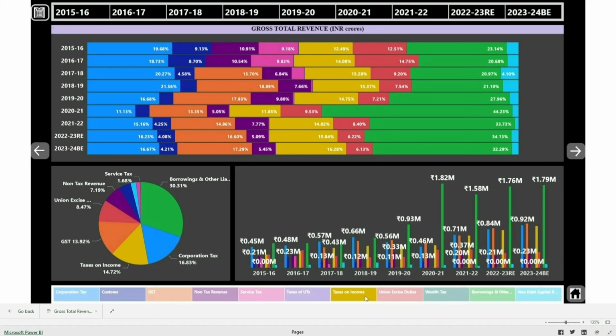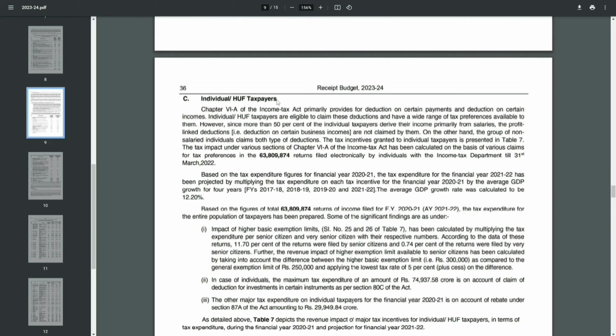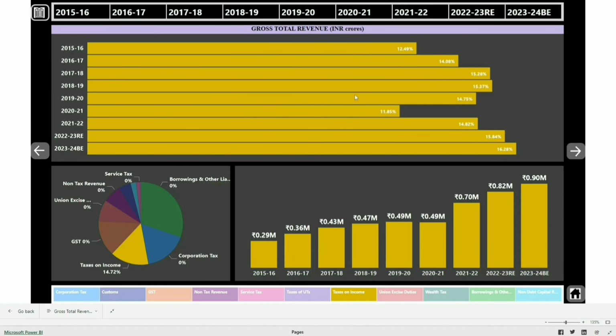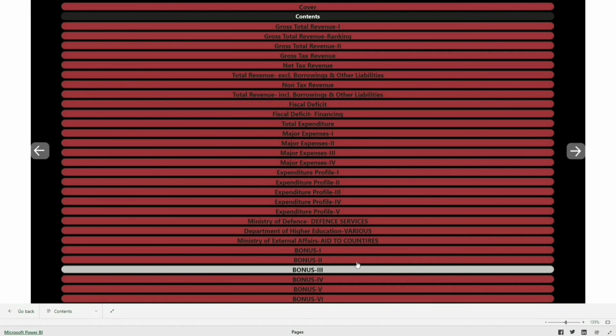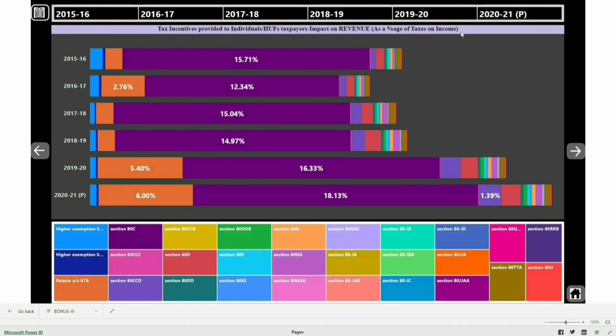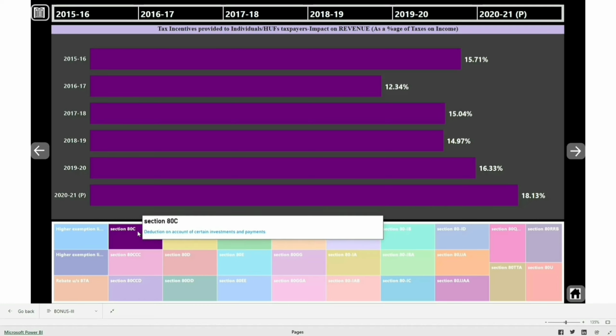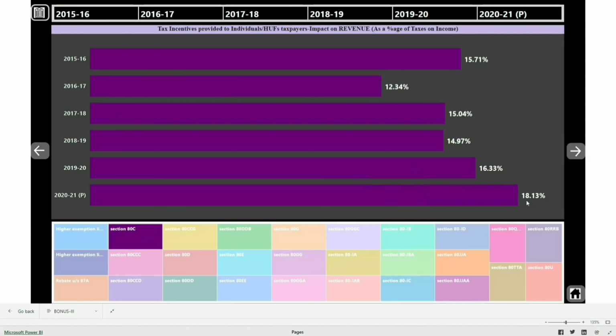Okay, so here what I've done is, let's go back to the gross total revenue, right? Here you can see taxes on income, right? In this report, we did see that the deductions shown are for the individuals and HUF taxpayers, and taxes on income happens to cover that category, right? So what I've done is I've taken these amounts and shown the impact on revenue because of the tax incentives provided to individuals and HUF taxpayers in terms of percentage of the taxes on income, right? So because of, let's say, 80C, government did not earn 18.13% of its taxes on income. If this was not allowed, the taxes on income would actually increase by 18.13% for the year 2021.